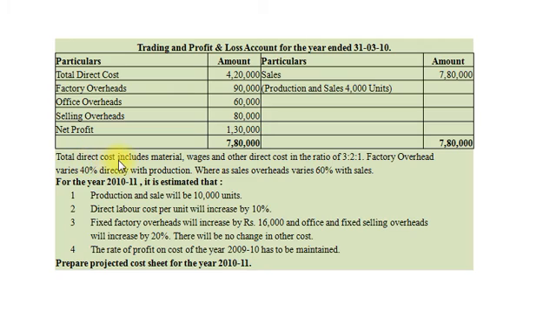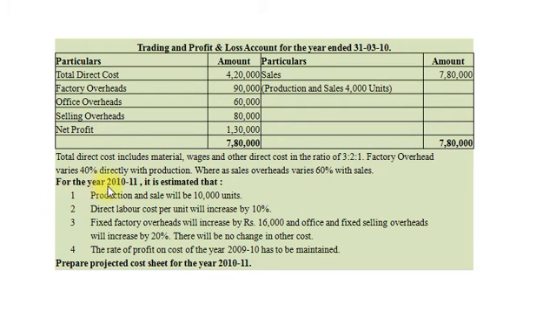Other information. Total direct cost includes material, wages and other direct cost in the ratio of 3:2:1. Factory overheads vary 40% directly with production, whereas sales overheads vary 60% with sales.